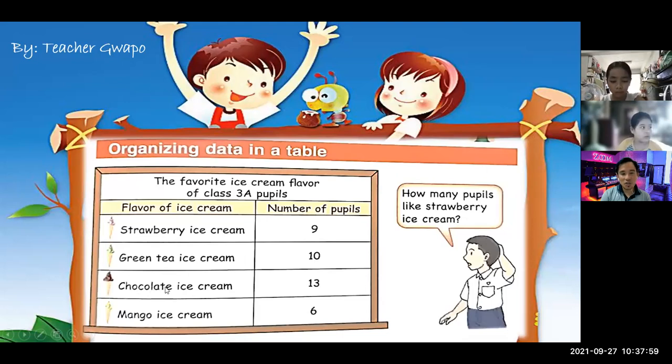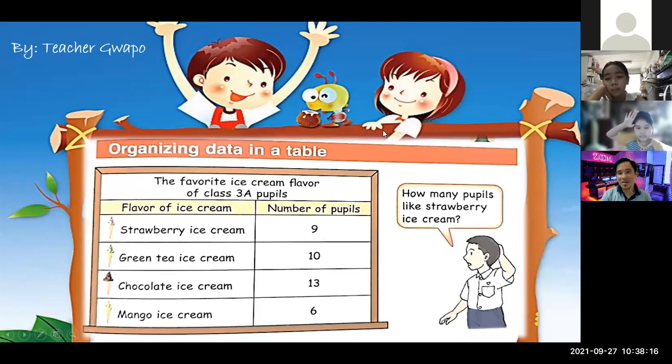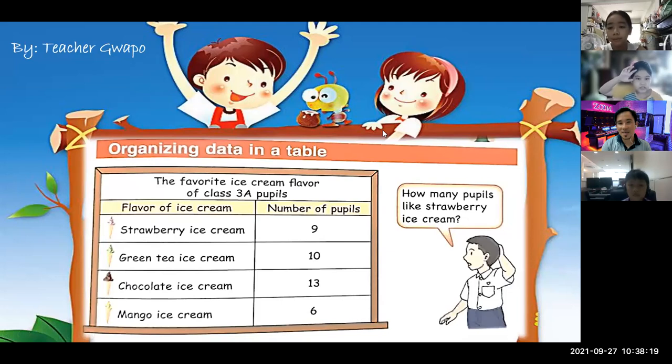How about chocolate ice cream? Tonam. How many students like chocolate ice cream? 13. Again, please. 13. Okay, 13. And in mango ice cream, how many pupils like mango ice cream?